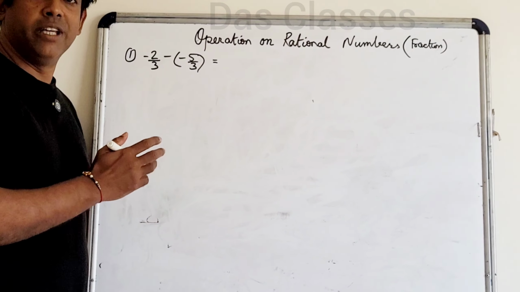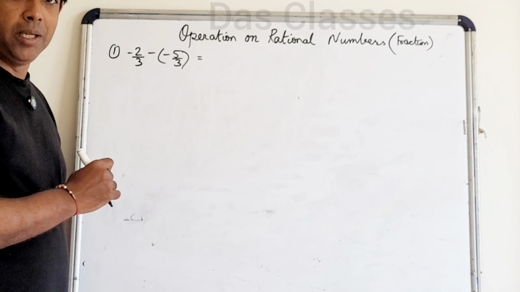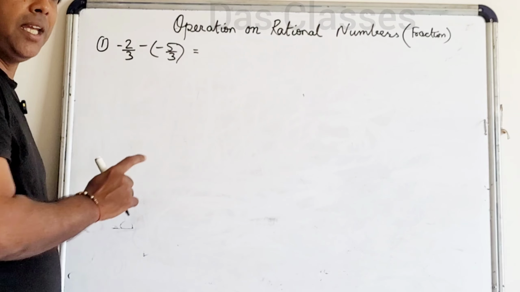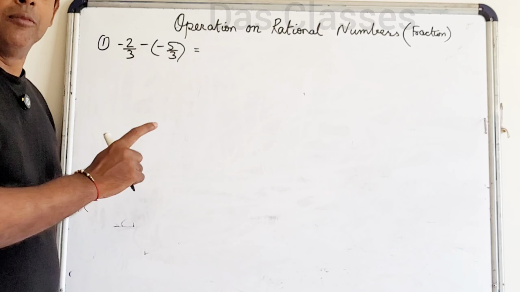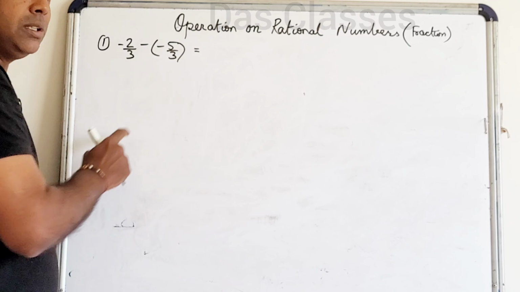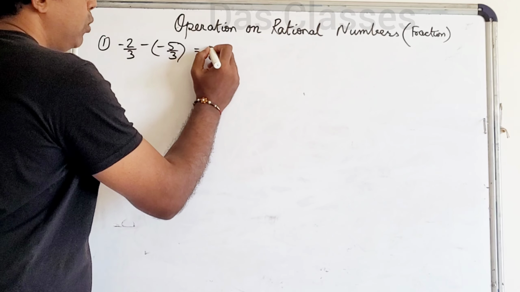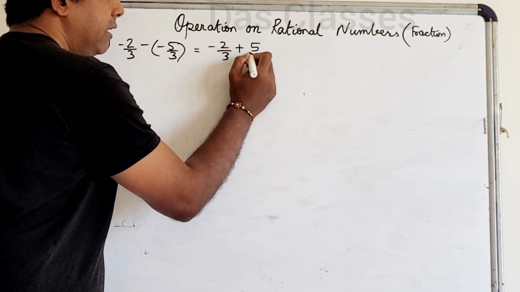So while solving rational numbers, what is necessary is the denominator should be the same. As you can see in this first example, the denominator is already the same, so my work is done. That part I don't have to consider. As in the previous video we saw, there are two signs between the numbers. So first we'll make it into one sign. That is going to be minus 2 upon 3 minus plus 5 upon 3.